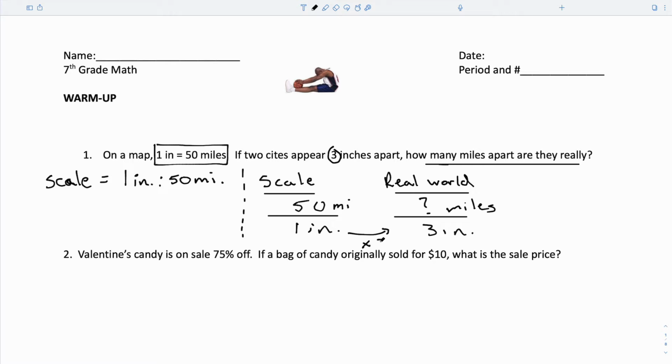1 times 3 is 3. So 50 times 3 is going to give us the number of miles. 50 times 3. It looks like the actual distance between these two cities is 150 miles.